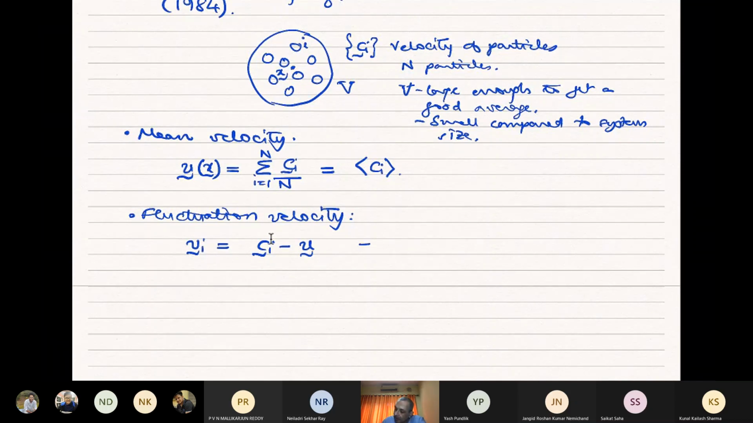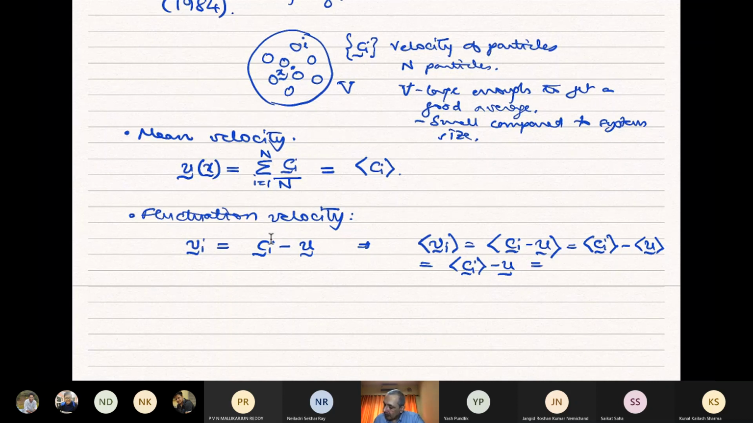So by definition, if we take the average of this, then the average of Vi is just equal to the average of Ci minus U, which is equal to the average of Ci minus the average of U, which is equal to the average of Ci minus U. U is already an average, so if you average it again, it doesn't do anything. And this is equal to 0. So obviously the average of the fluctuation velocity is equal to 0.